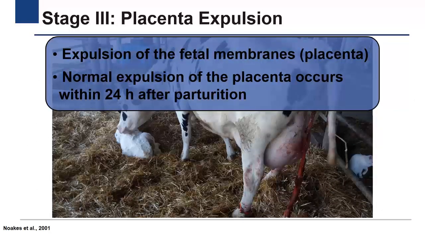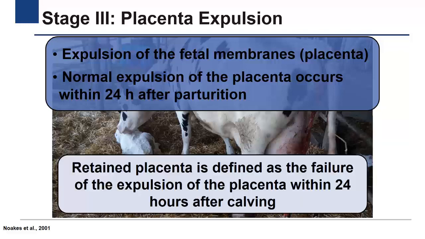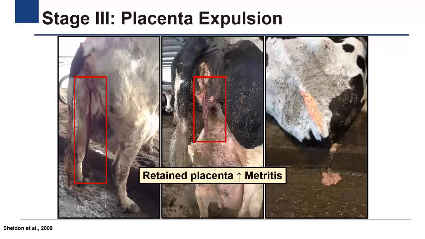The final stage of parturition is expulsion of the placenta. Normally, the placenta is expelled within 24 hours after parturition. Failure to expel the placenta within 24 hours after calving is known as retained placenta. The incidence of retained placenta in dairy farms can range from 5% to 15% of calvings, and it is an important risk factor for uterine diseases and low reproductive performance.